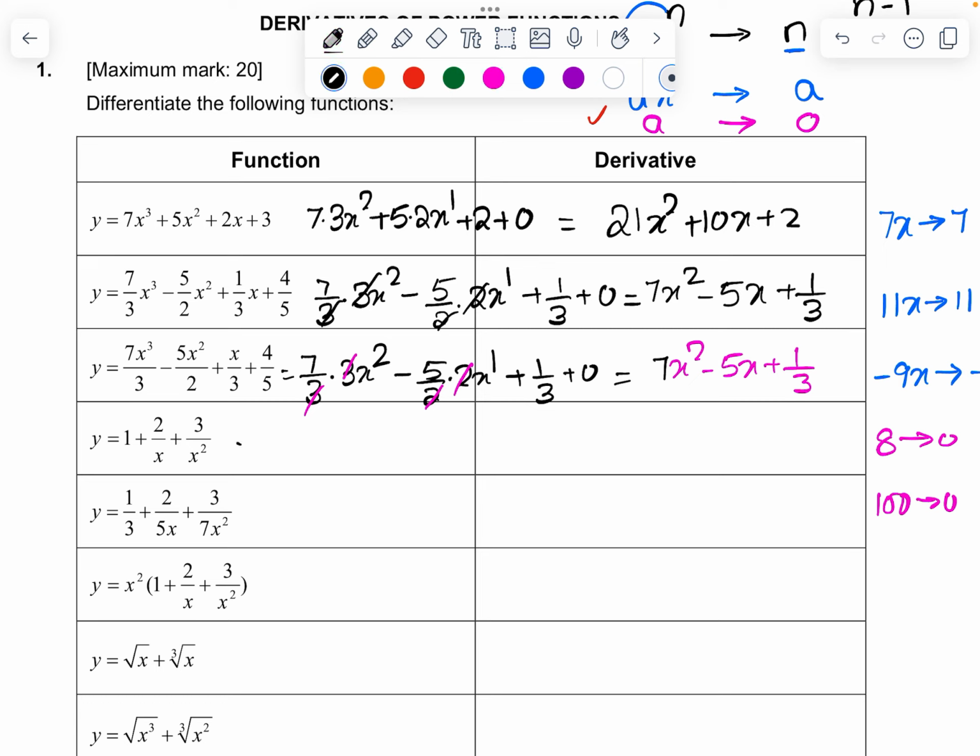Next, first of all, I should write this question in the standard form: 1 plus 2x to the power of negative 1, plus 3x to the power of negative 2. What will be the derivative now? The derivative of 1 is 0, plus 2 times negative 1, x to the power of negative 1 minus 1, which is negative 2, plus 3, with negative 2 coming to the front, x to the power of negative 3. That's going to be the answer.